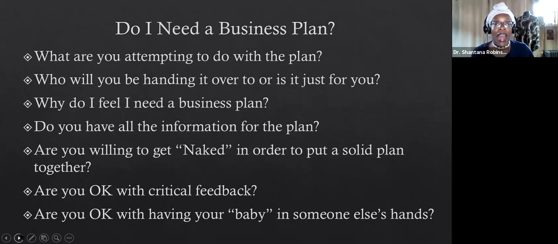The next bullet I have on here actually dives into what I just mentioned. Being willing to get naked in order to put a solid business plan together. When people hear the word naked, they go all over yonder. But in this particular case, I'm talking about getting naked as in developing a clear understanding of what your business actually is, what it's capable of doing, and what you're bringing to the table.